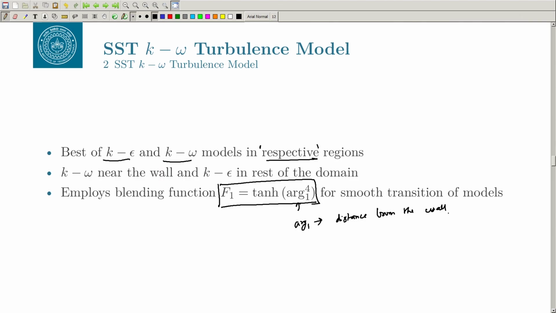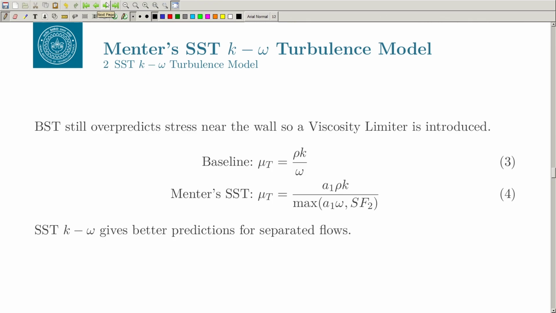So, you take some value of the distance from the wall, take the tan hyperbolic profile, draw it, and then based on the value of this f1, the equation may be k epsilon, k omega, or maybe a mixture of the k epsilon and k omega. Okay. That depends on the value of f1. So, I hope you understood the main principle behind this SST omega model. Now, there are versions of the SST omega model also. There is this BST model, which is called the baseline shear transport model.